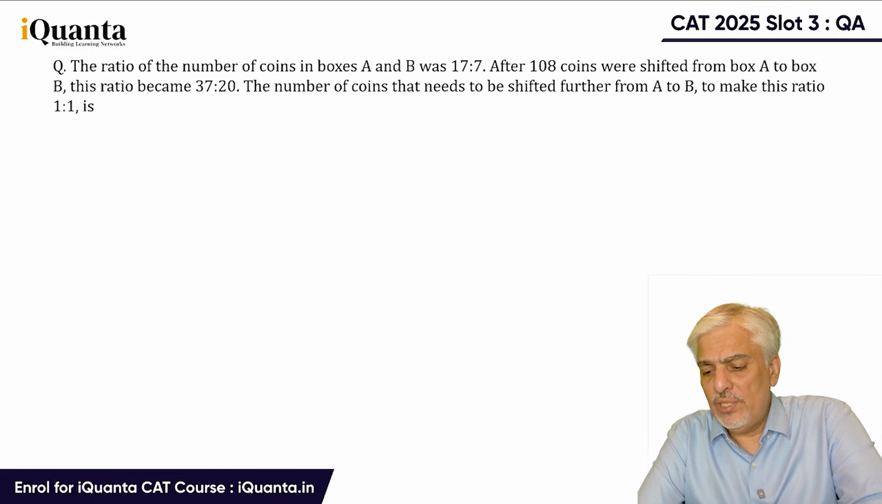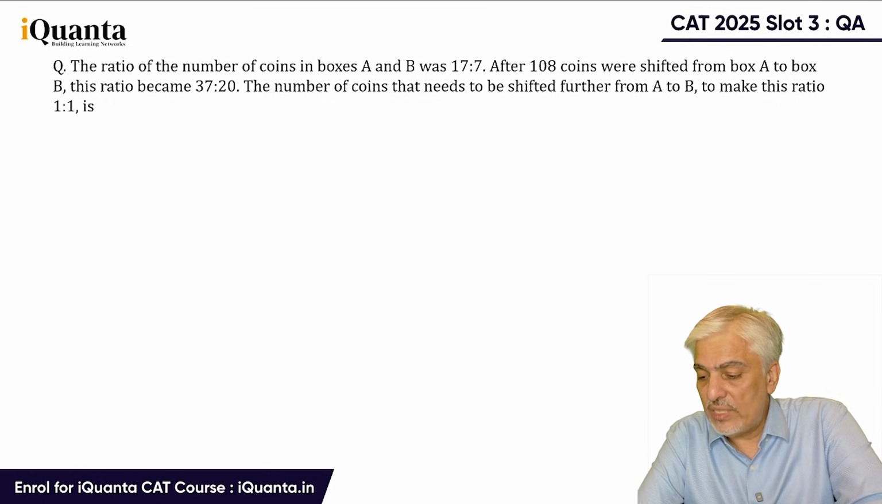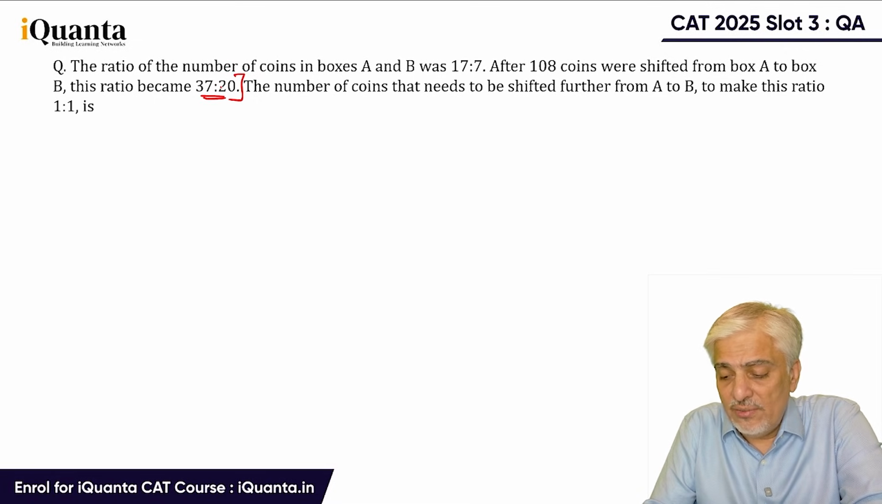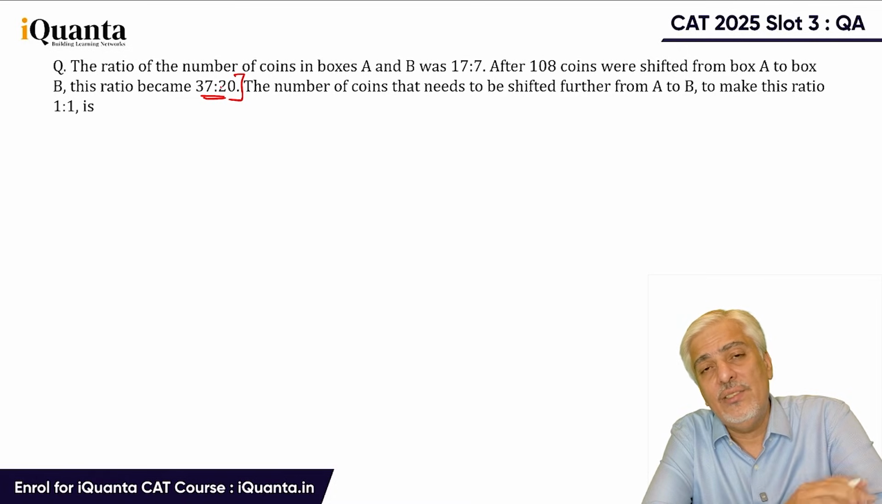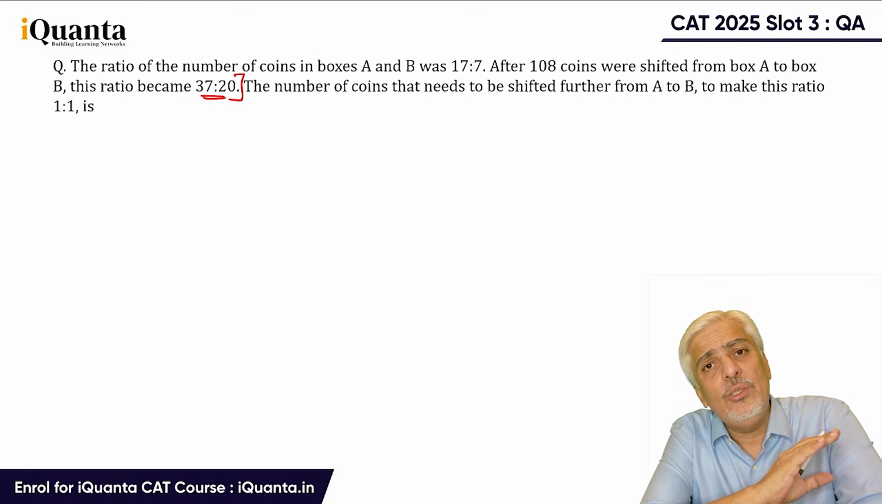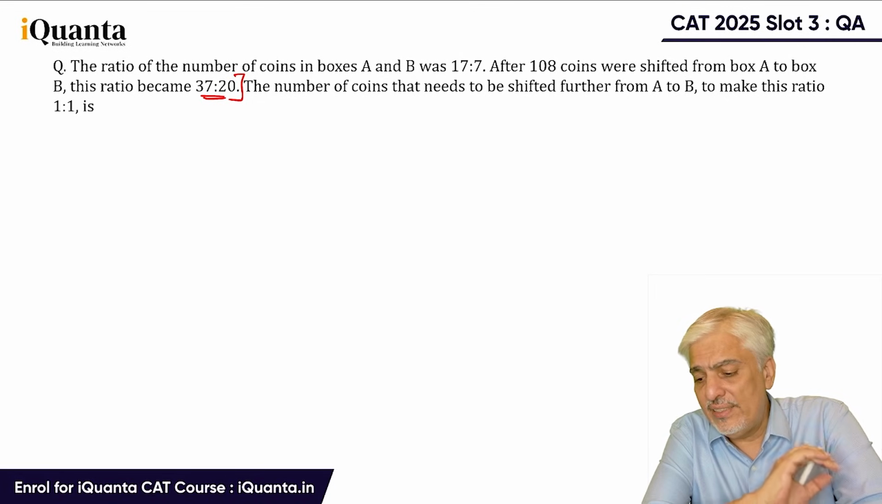Let's have a look at the next question. The ratio of the number of coins in box A and B is 17:7. After 108 coins were shifted from box A to box B, this ratio now becomes 37:20. Very frankly, if I'm reading the sum only till here, I should decide that I'm going to do it and do a very traditional method, no smart methods needed.